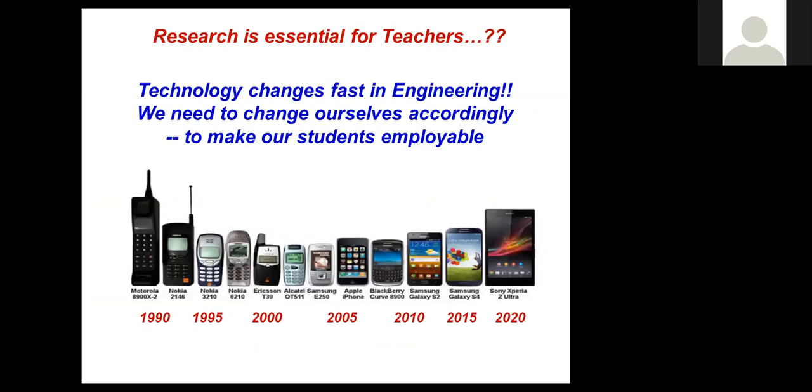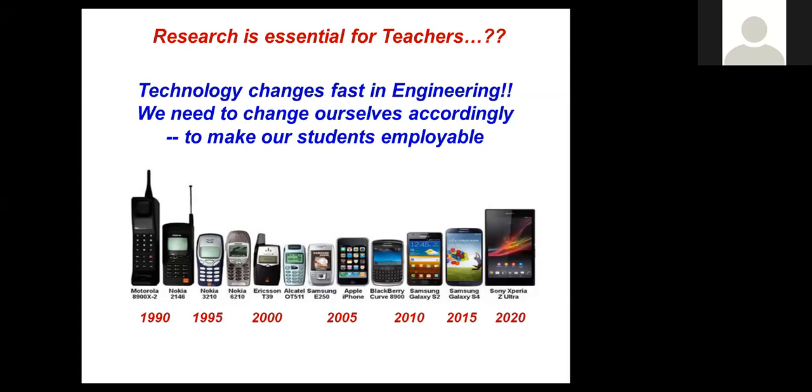A little bit I will discuss about why research is required for a proper learning environment or student-centric environment. I already said technology changes fast. We need to change ourselves accordingly. But I want to give you one example. Suppose you got your degree in 1990, joined your institute in 1995 or 2000, and now in 2020 you are teaching.